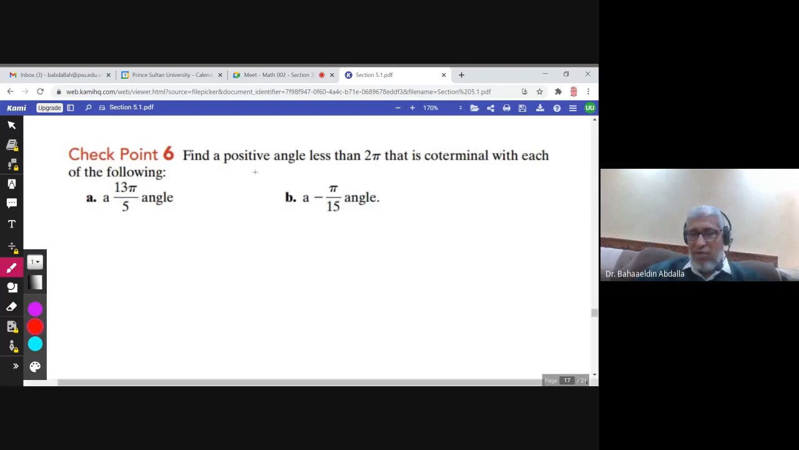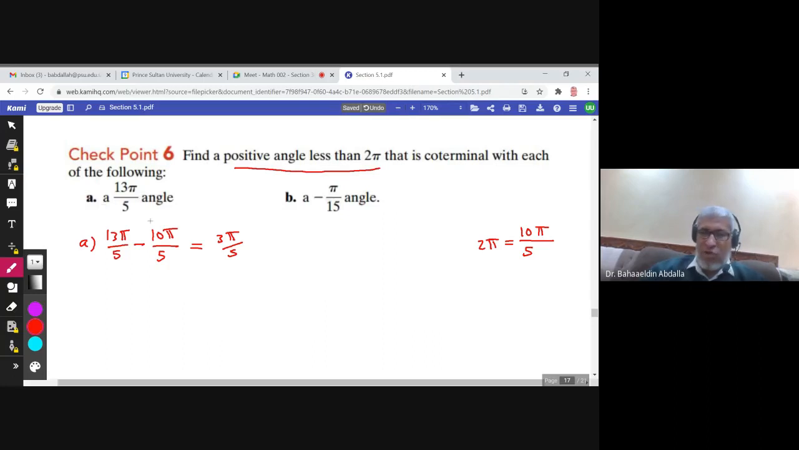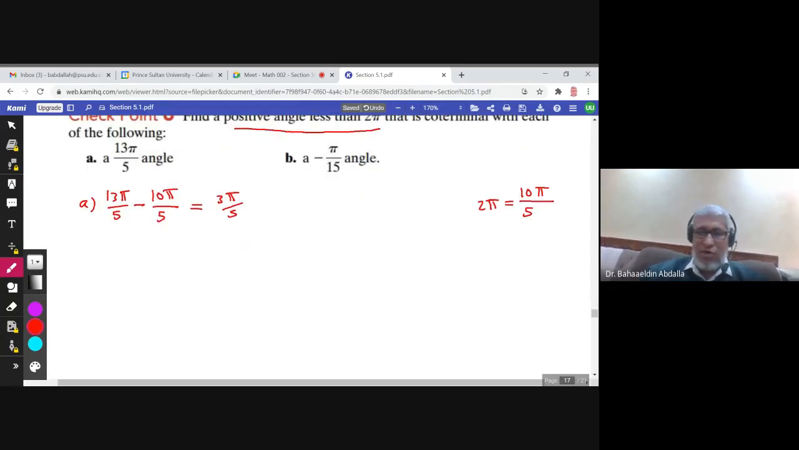Same question here. Find a positive angle less than 2 pi. In part A, the denominator is 5. So 2 pi would be, keep the denominator 5, multiply 5 by 2, you get 10 pi over 5. So 13 pi over 5 is already a positive angle. So I will subtract 10 pi over 5, which is 2 pi, and I get 3 pi over 5, and that's the positive angle less than 2 pi, which is coterminal to 13 pi over 5.